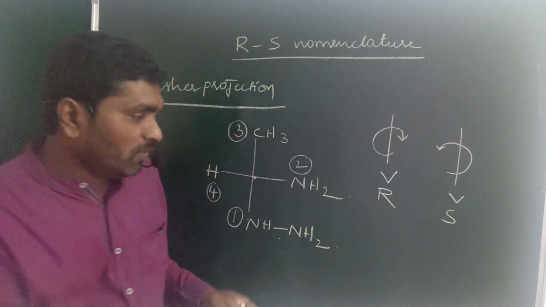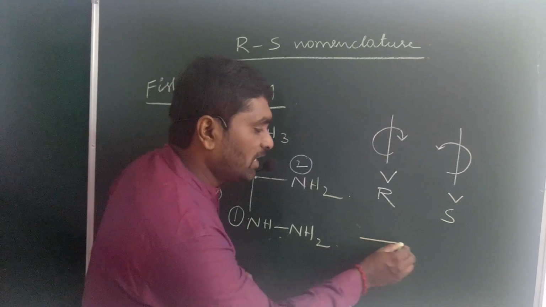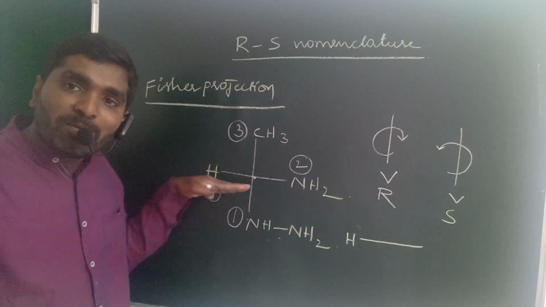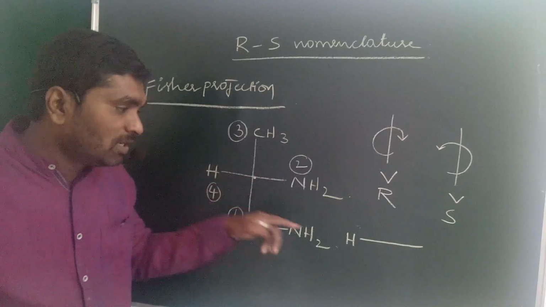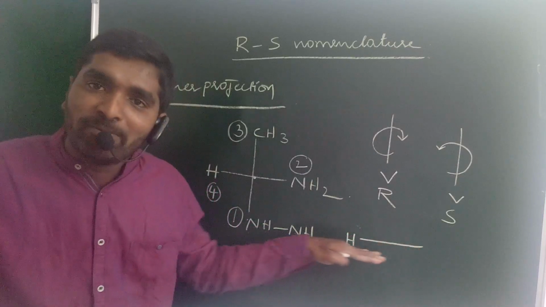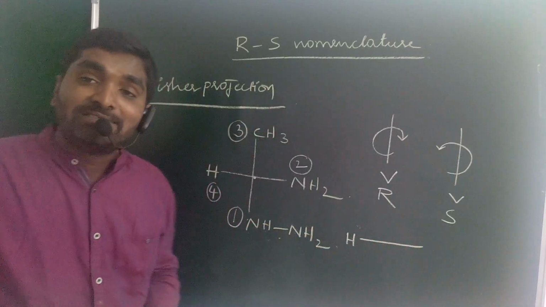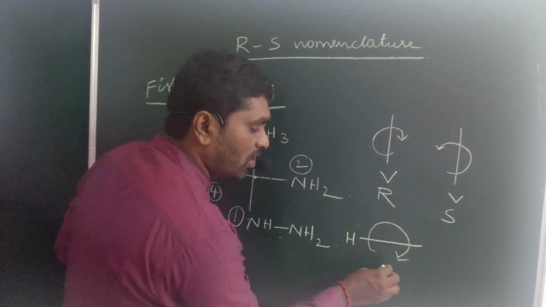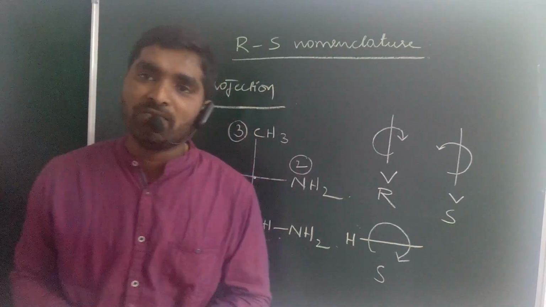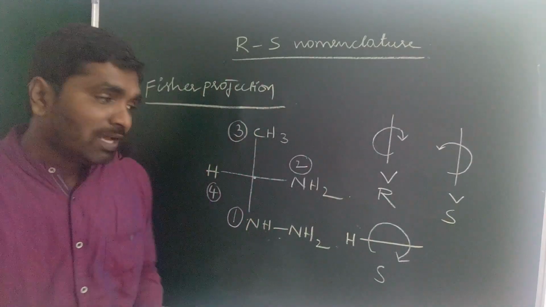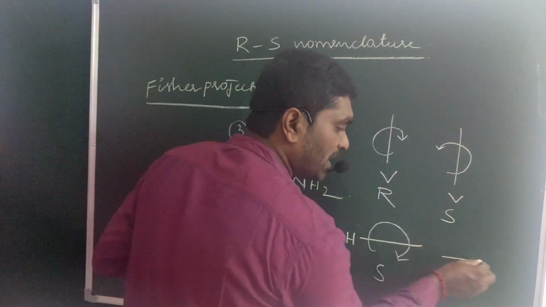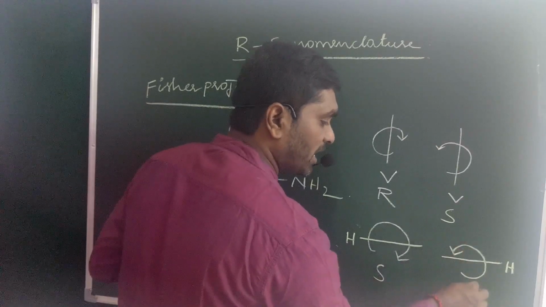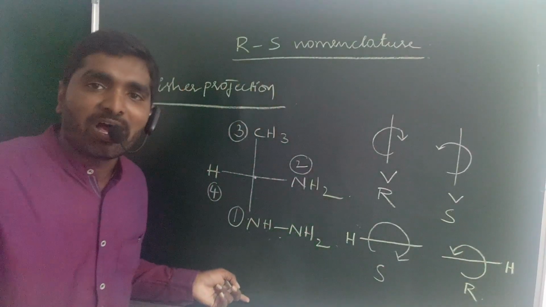Next one. If the least priority group is present on the horizontal line, like this. The least priority group in this compound is present on the horizontal line. So, if the remaining three groups rotate clockwise, the configuration should be S. If the least priority group is present on the horizontal line, and the remaining groups rotate in anti-clockwise direction, the configuration should be R.